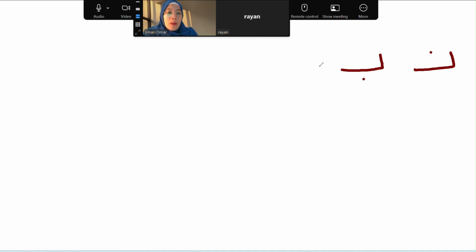Ba has a dot on the bottom. Ta, 2 dots on the top. Tha, 3 dots on the top, and Ya has 2 dots on the bottom. All of them are the same when they are in the beginning or in the middle of the word, but with slight differences. The difference is the number and place of the dots, as we can see.